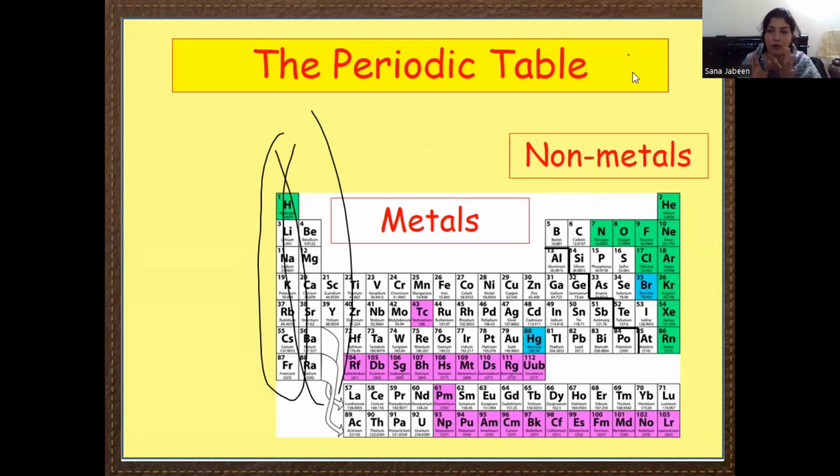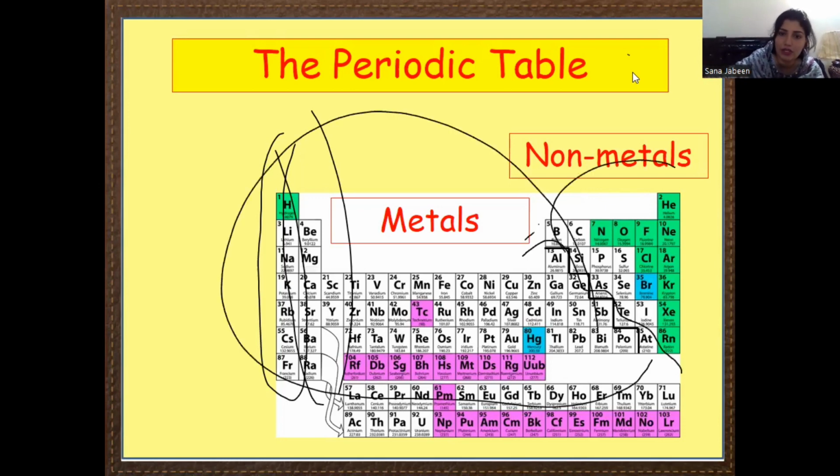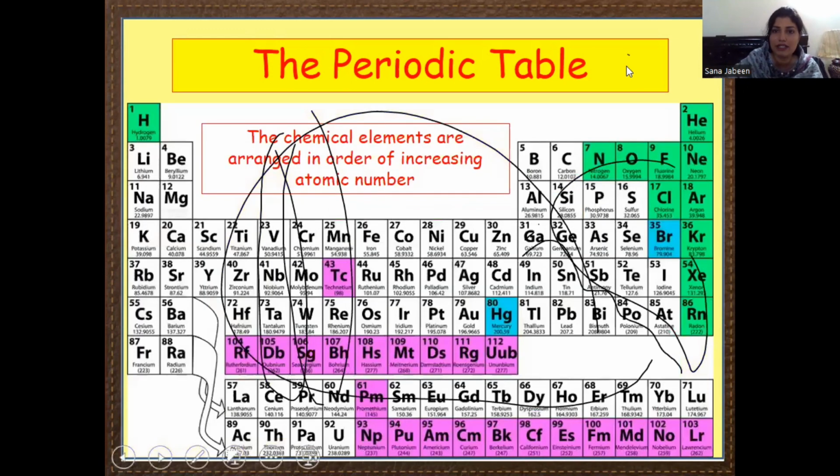Now we divide the elements into two types, the metals and the non-metals, and 3/4 of the periodic table consists of metals, whereas the other part consists of non-metals. You can see here how we divide them. These are all the metals and these are the non-metals. So this is about the metals and the non-metals.